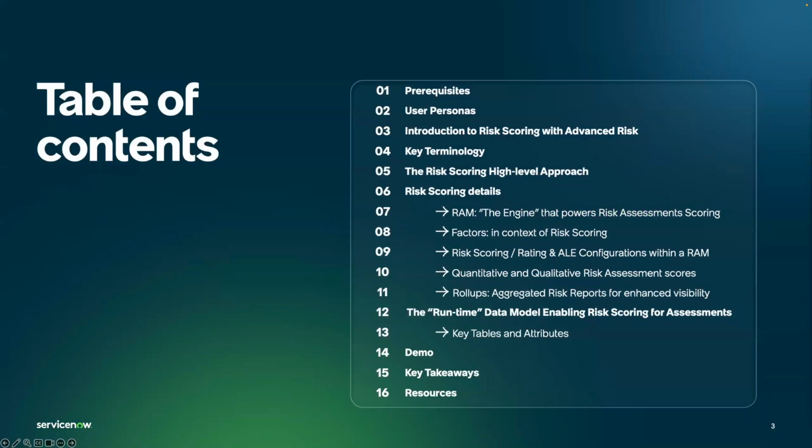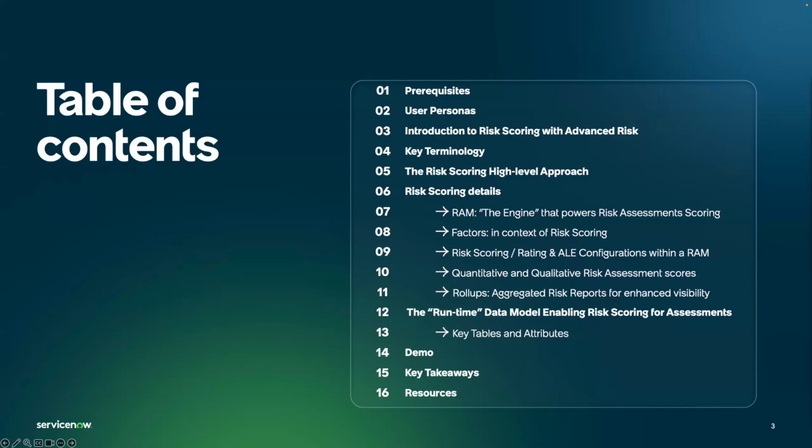Let's review what we'll cover today. Prerequisites. We'll cover foundational knowledge you need for easier adoption. User personas. The advanced risk administrator role is important since the risk scoring configuration lives within the RAM. Introduction. What risk scoring means and why it matters. Key terminology. We'll review the shared vocabulary, such as inherent, residual, target, and other terms we'll use throughout. High-level approach. The end-to-end conceptual flow.